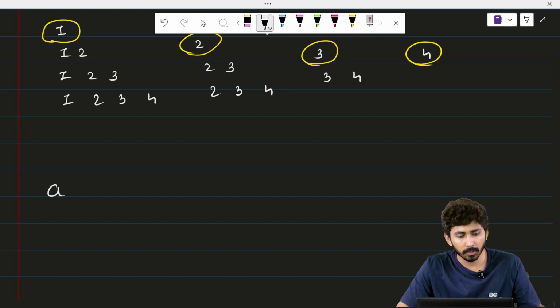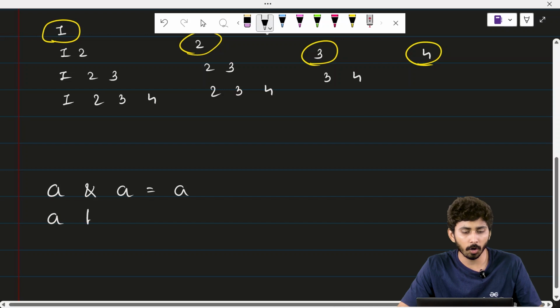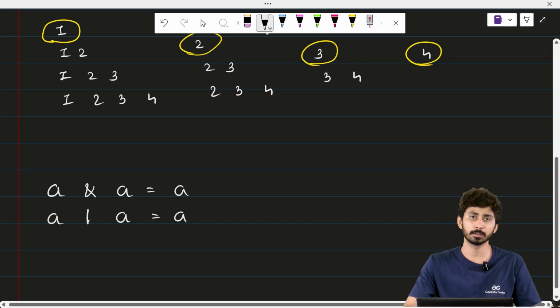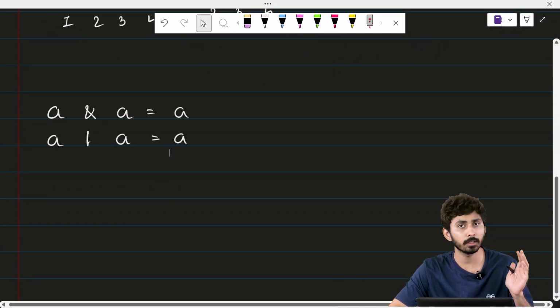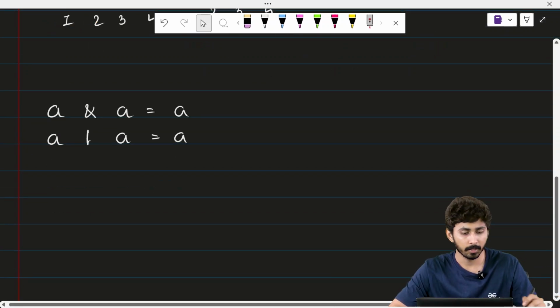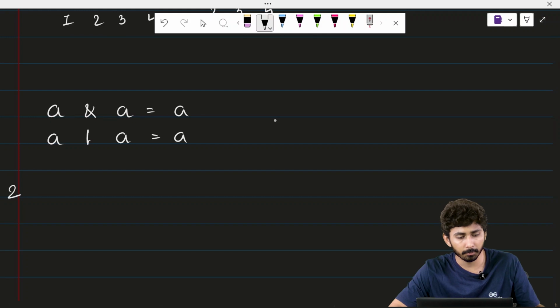There is a number A, and if you do A AND A, what will you get? You will get A. If you do A OR A, then you will get A in the output. So this says that all the numbers should be the same for the output to be equal. Now let's take one more example, example number 2.